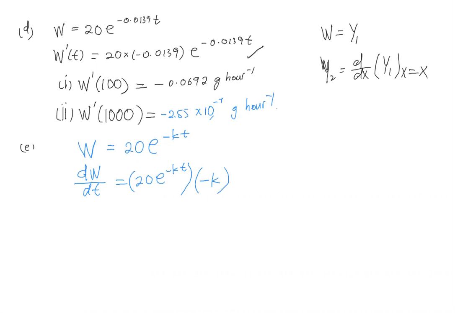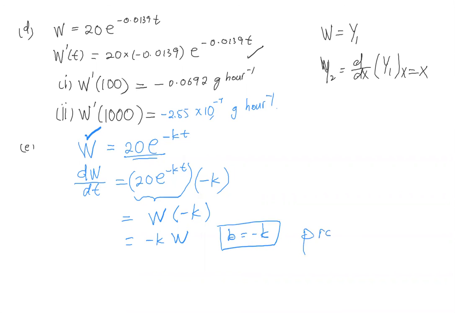Okay, so you look, what is this? So this is W, am I right? So proven. That means B is equal to negative K. So proven. Are you okay? Yes, Miss. Yep, looks good.